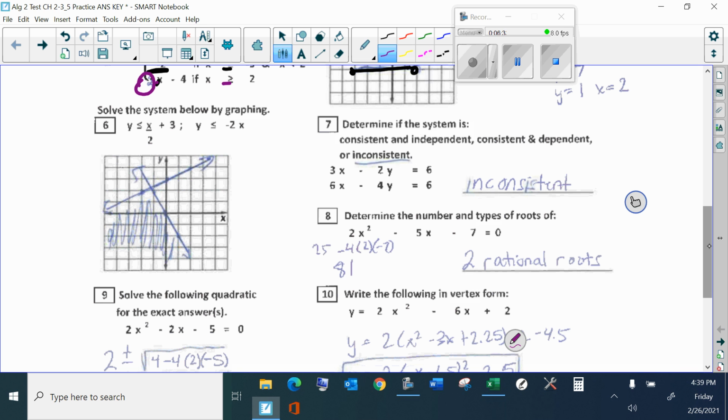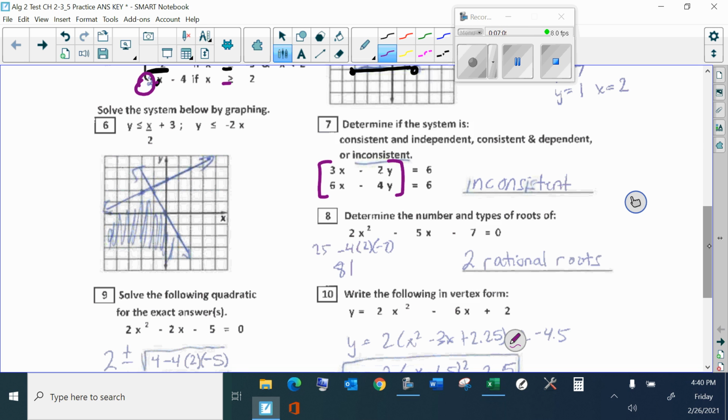All right, number 7, determine if this system is consistent and independent, which means that it intersects in one spot. Consistent and dependent, which means it's the exact same line. Or inconsistent, which means it's parallel, and thus not the same line. Okay, so I could graph both of them if that's what you need to do, or I could solve them for y and compare their slopes and their y-intercepts. Or you can remember how to check it.